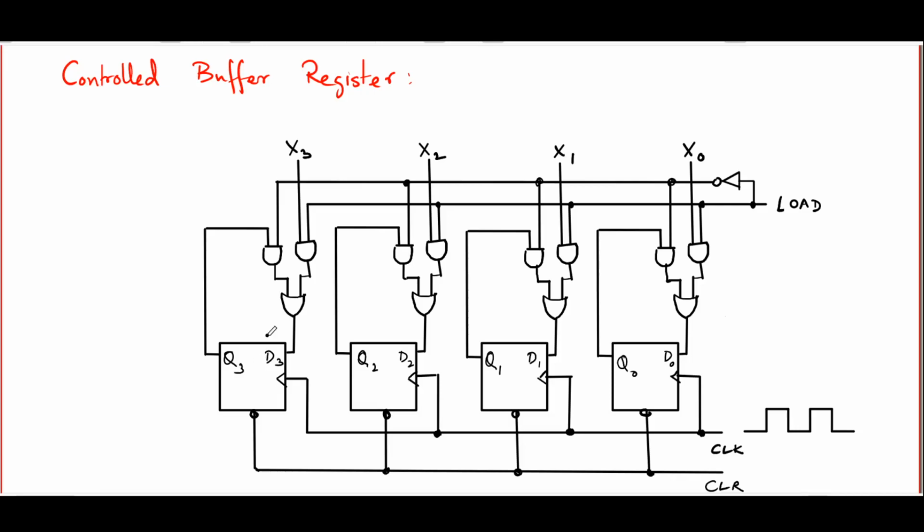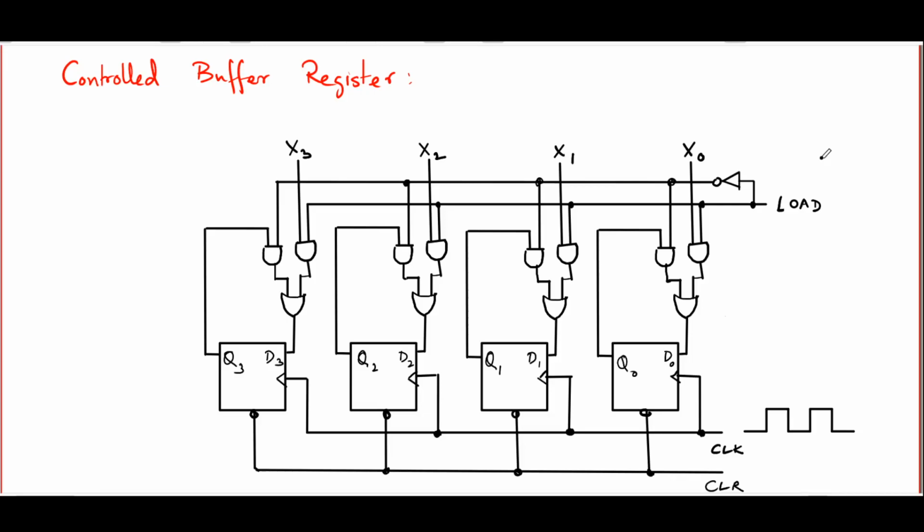So what has happened here is that instead of directly feeding X3 to D3, you actually send X3 through an AND gate. X3 becomes one input of the AND gate. The output of that goes through an OR gate and the resulting output goes to D3. What else does the OR gate get? The OR gate gets the output from another AND gate, which essentially has Q3, the output of this flip-flop, as its input.